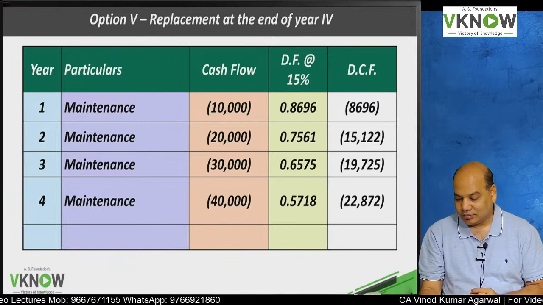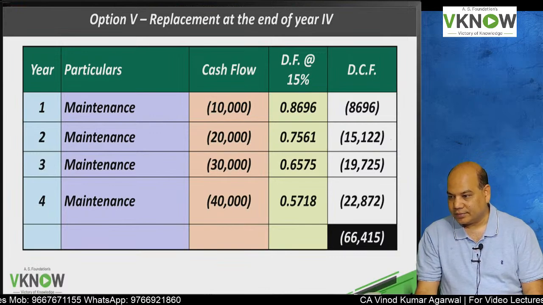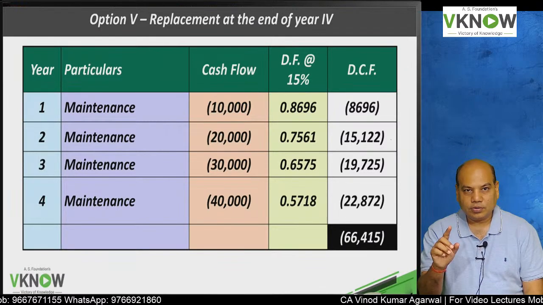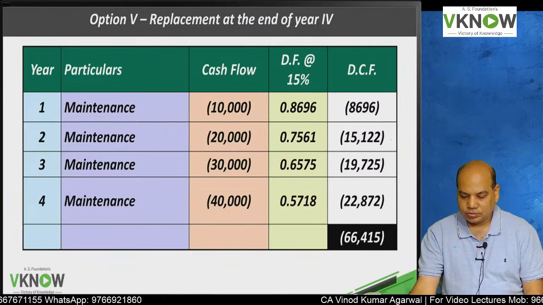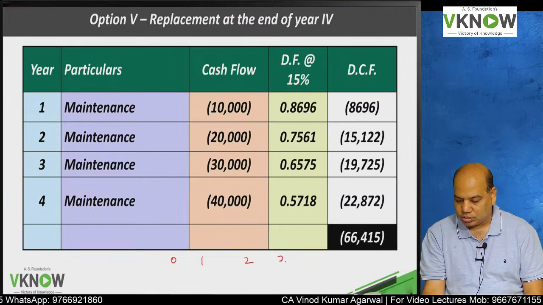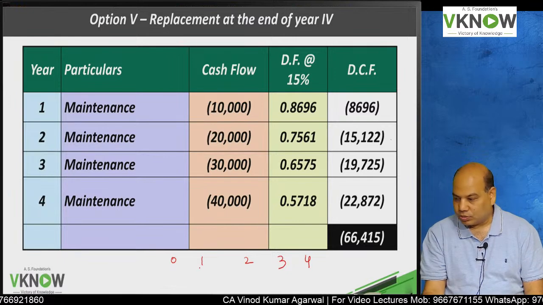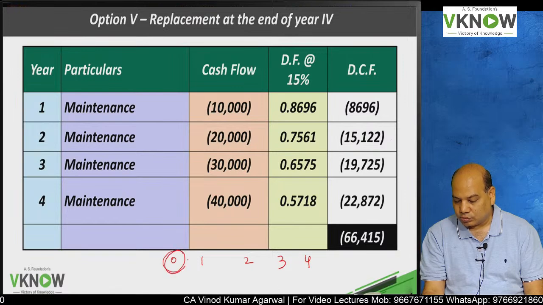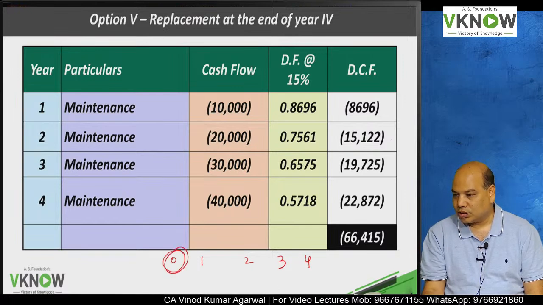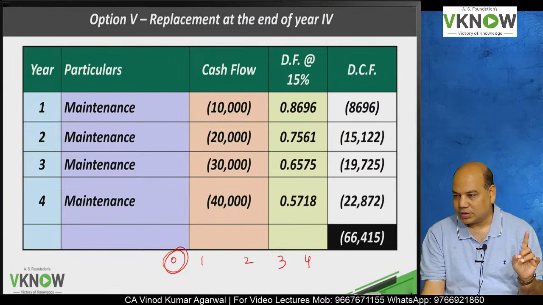Is it right? So the answer is 66415 negative. Now you have got all the answers with you. If you replace in year 0, 1, 2, 3, 4, search for the lowest answer, where you have lowest outflow. Can you answer where you have lowest outflow? Compare all the 5 answers.